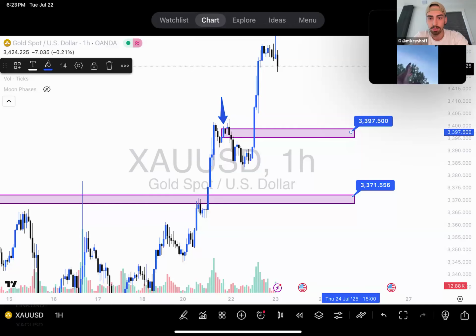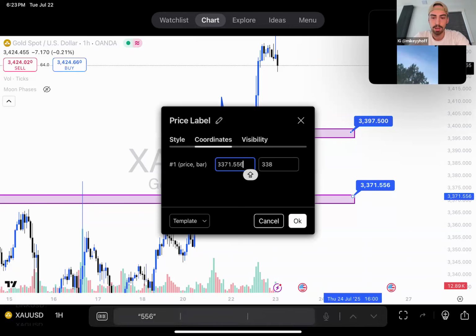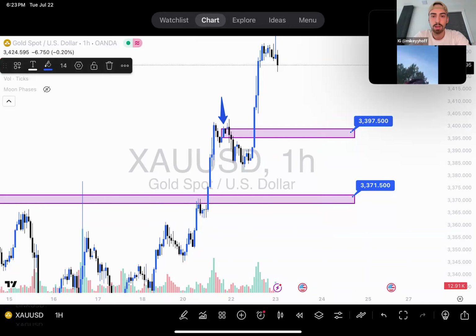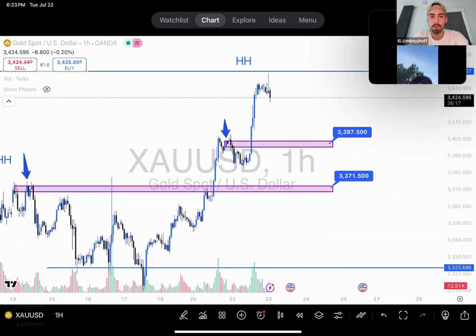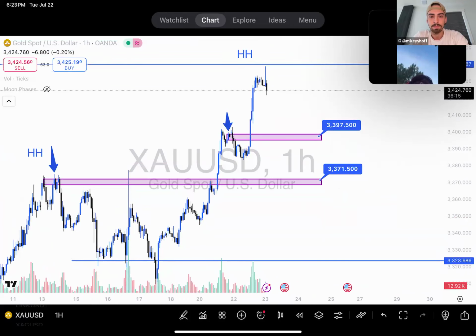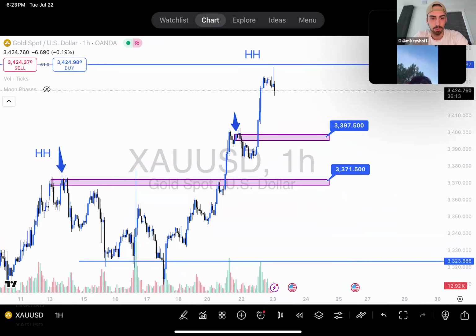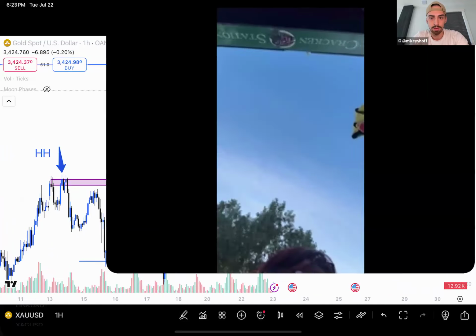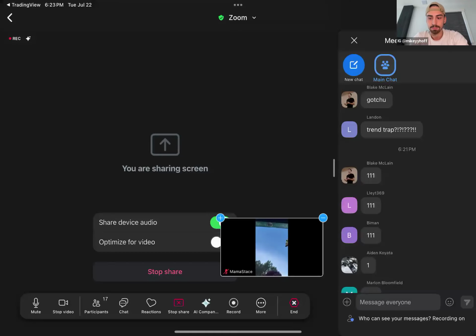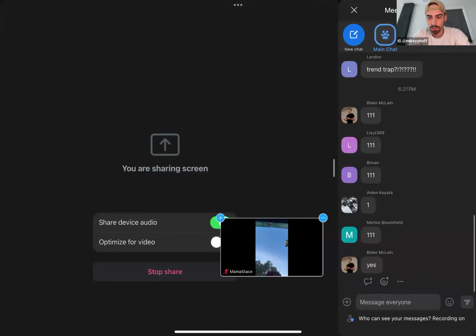And then right here as well, we see it's at 3371.556. We'll actually change that and just go down to 3371.5. So now we have our two zones. Does that make sense? Drop a 1 in the chat if that makes sense.